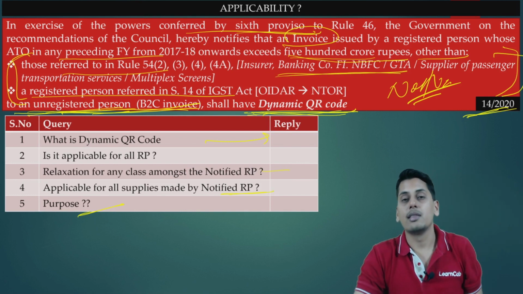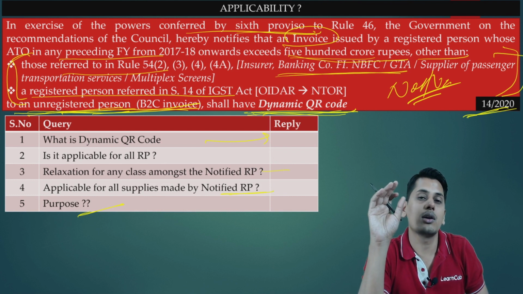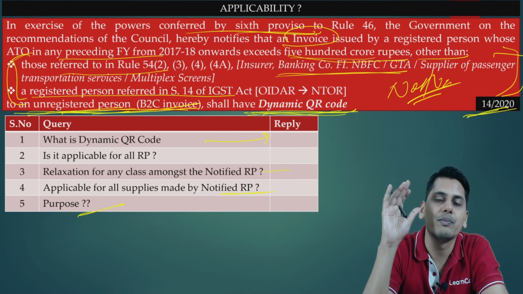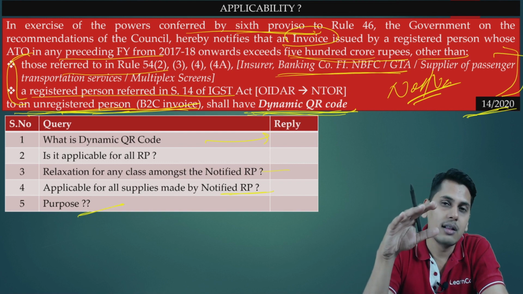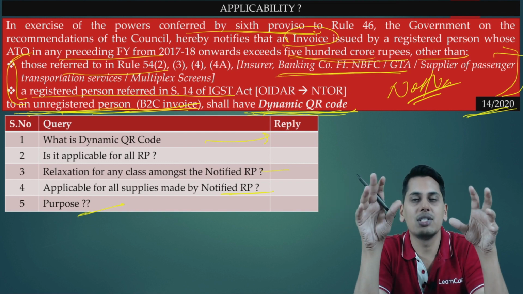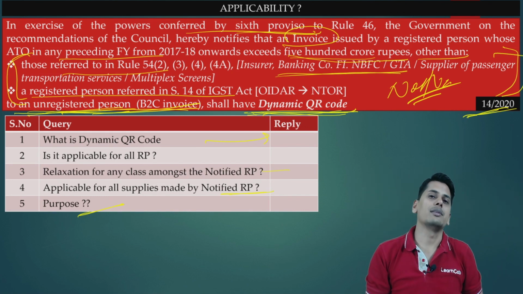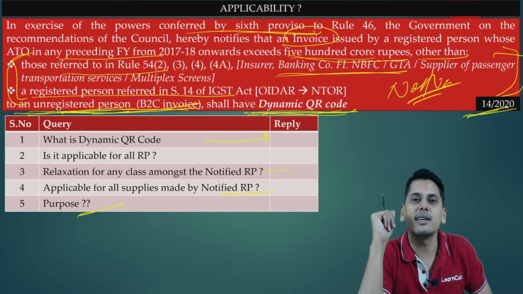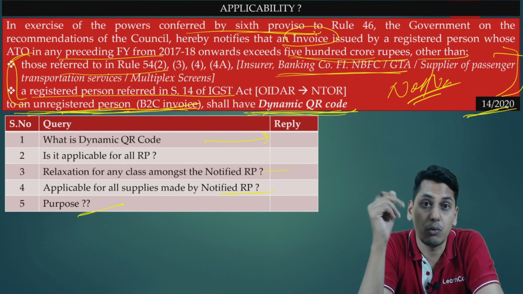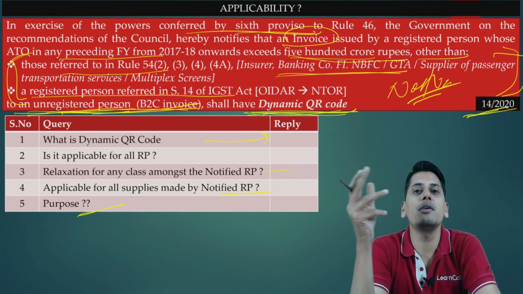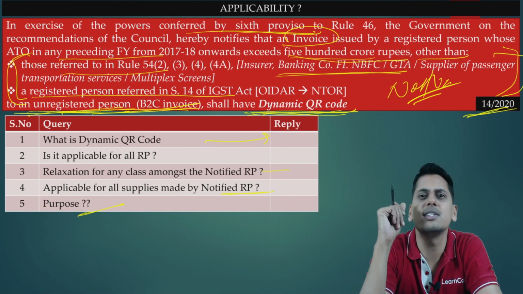So friends, the purpose of this particular QR code, which is there in the 6th proviso to rule number 46, is to promote digital payments, and the objective behind promoting digital payments is to arrest the last mile transactions. Now friends, you may question, agreed that this is the intention of the government, but what is the incentive available to the end user so that he chooses digital payments?